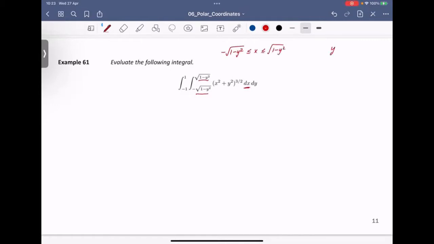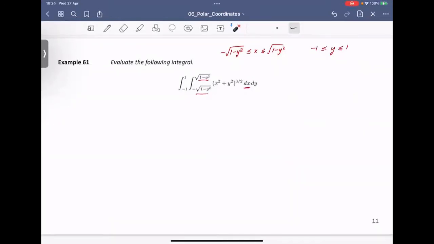And then y is going to be between -1 and 1. This is just from the question, x from that to that and y from that to that. Let's look at the domain first. Hopefully it is a circle. If it is a circle, bam, we're going to do polar coordinates. So is it a circle? Let's look at that one.